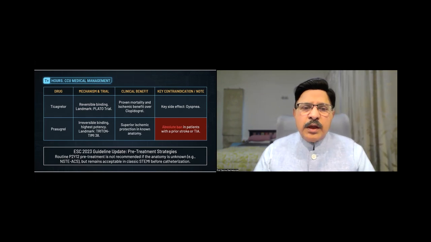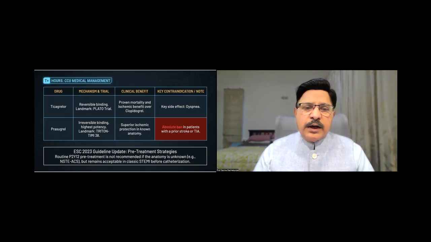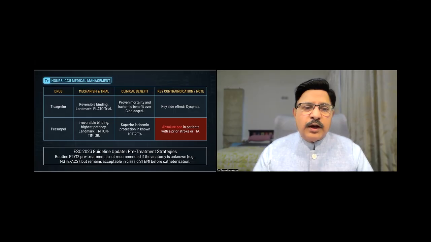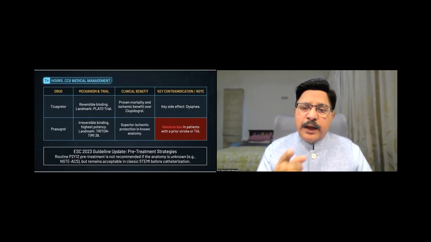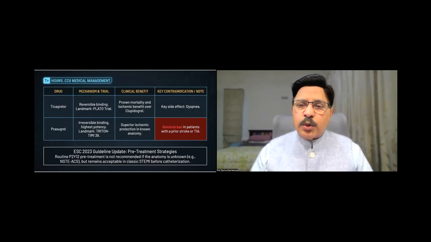Prasugrel has irreversible binding and, compared to ticagrelor, high potency. The TRITON-TIMI 38 trial has shown superior ischemic protection in known anatomy. But prasugrel is absolutely banned in patients who had prior stroke or TIA. Don't give prasugrel to patients who had prior stroke or TIA.